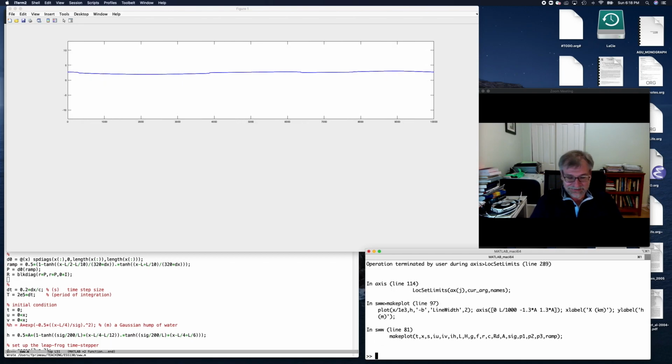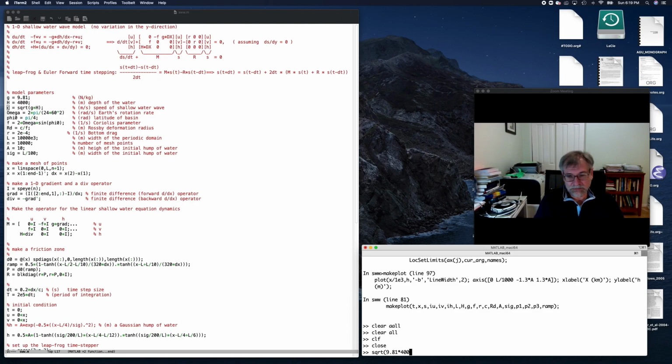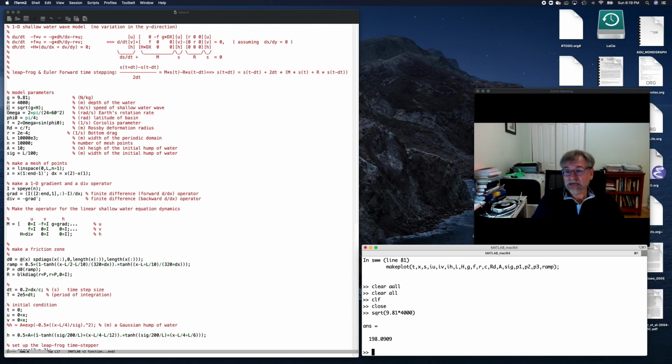Okay, let's stop it. Go back here, now let's add rotation. Alright, 2 omega, so now we do have rotation. Now the speed of these waves, which is root gh, so the square root of 9.81 times 4,000, is about 198 meters per second, so it's very fast. And so the wave will travel quite far in one day, and that means we'll have quite a big Rossby deformation radius. So to do this geostrophic adjustment problem, so we can see very clearly what's going on, we're going to change the parameters of the problem so the waves are slower.